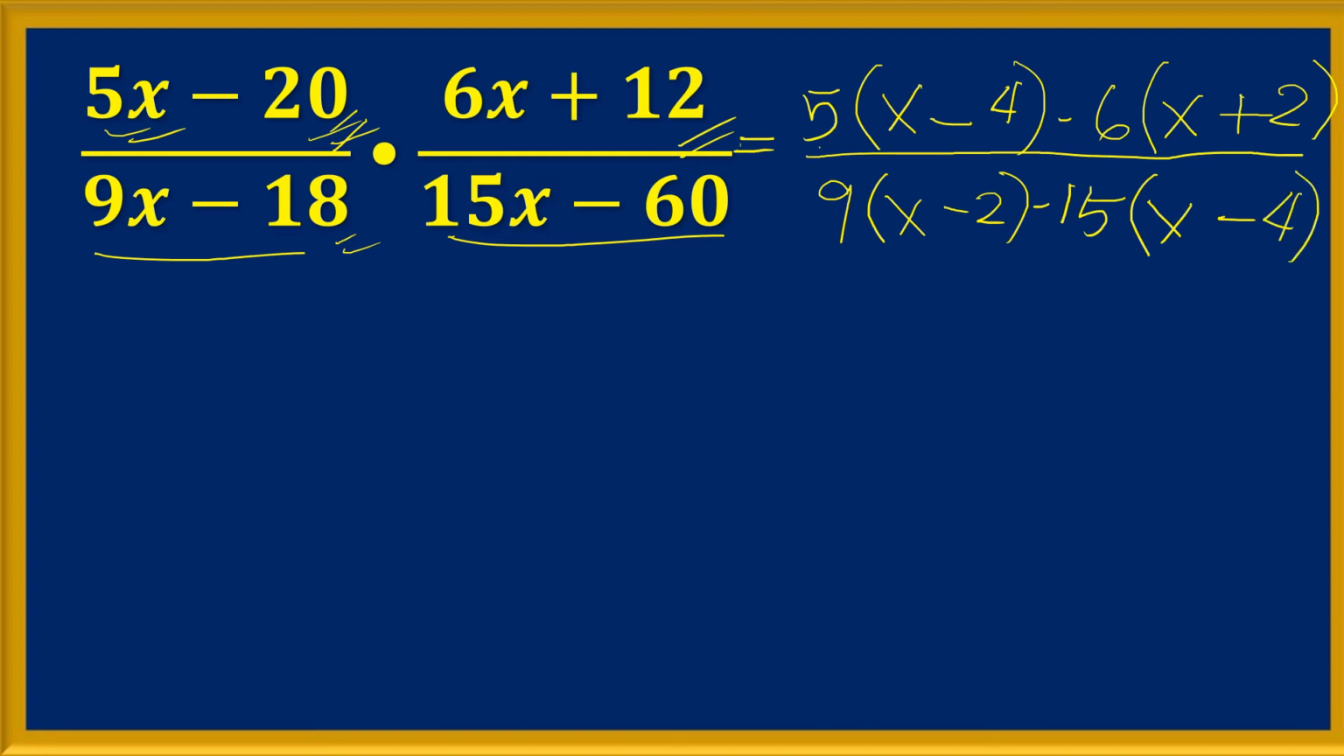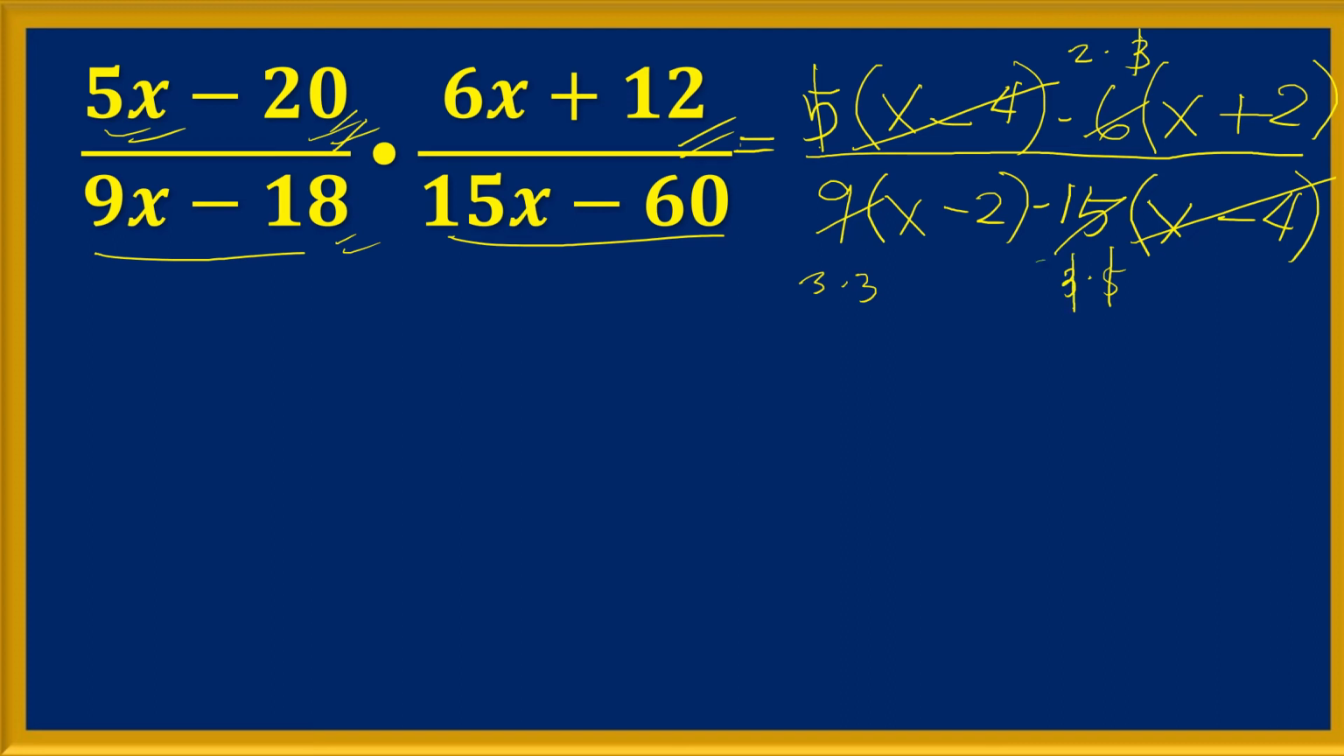Okay, cancel natin yung common factor. We have x minus 4, cancel. And then, pwede natin i-factor si 6, magiging 2 times 3. Yung 15, magiging 3 times 5. Yung 9, magiging 3 times 3. Para makuha pa natin yung simplest form niya. So, pwede na natin i-cancel si 5. Pwede nang i-cancel si 3.